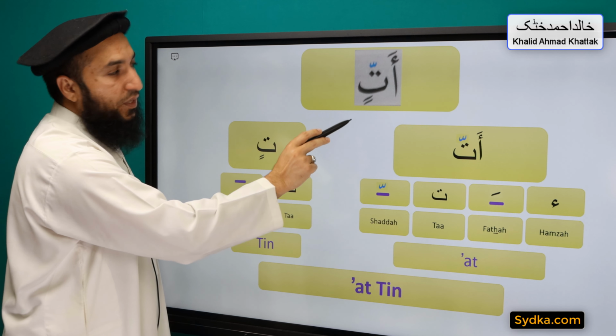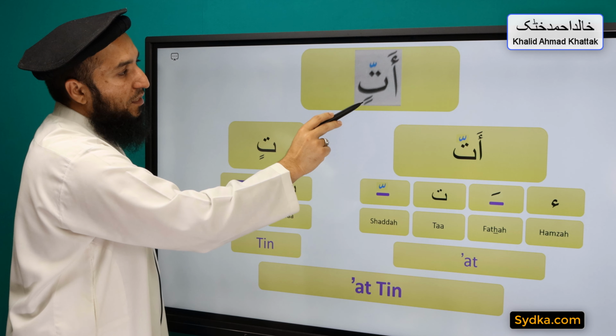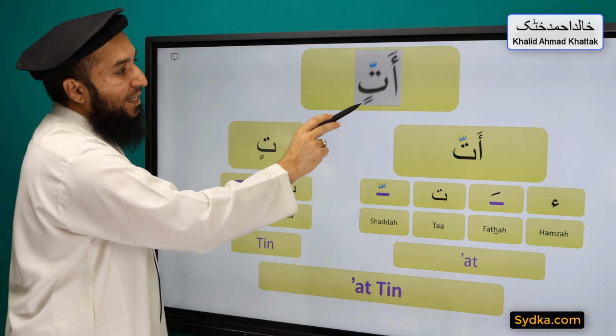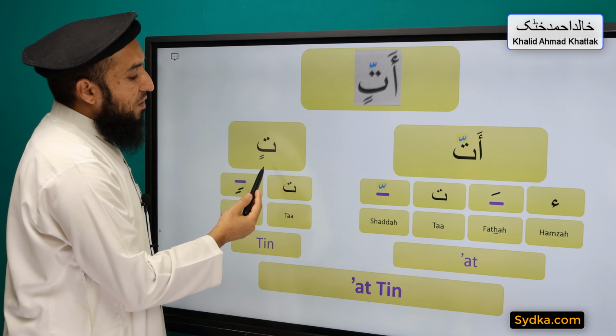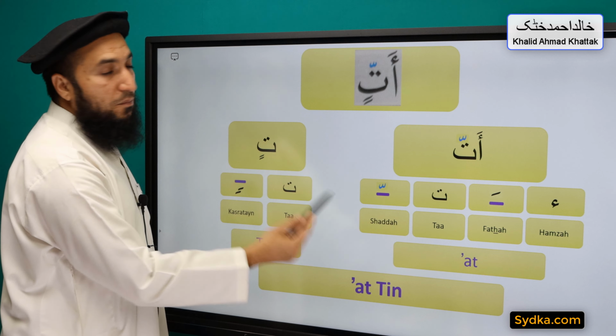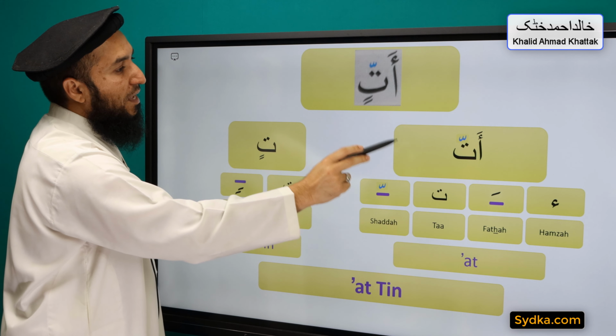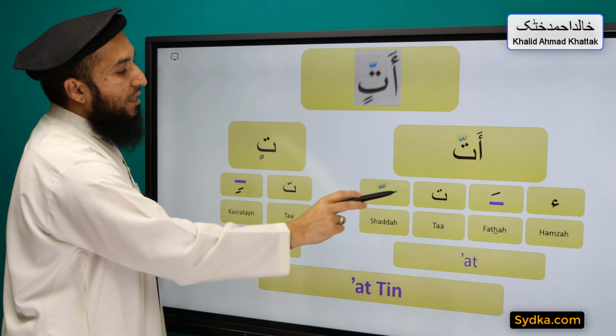The second syllable we have is Ta Kasratain, Tin. Ta is a light letter, it has kasratain underneath. Ta kasratain, tin. Combining both syllables together, we have Attin.